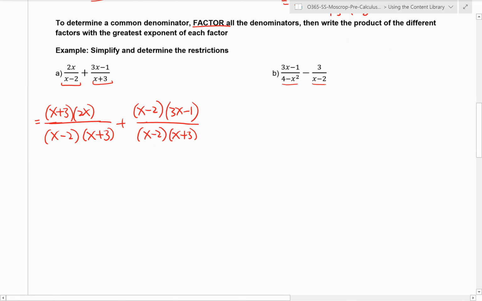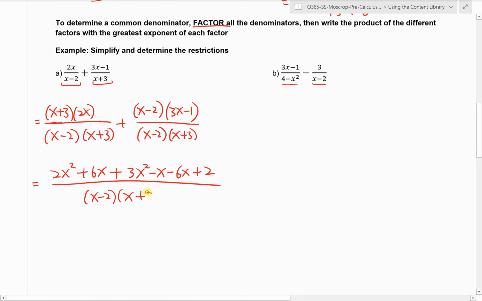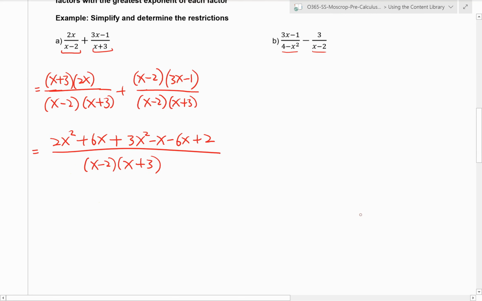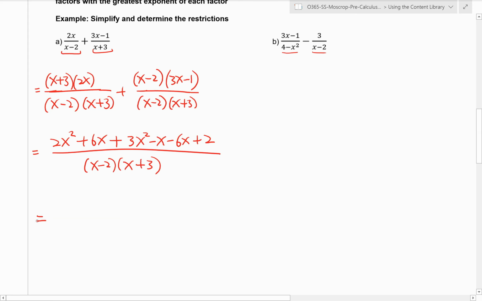Okay, and now we need to expand this. This is x times 2x, that's 2x squared. 3 times 2x is 6x, plus x times 3x is 3x squared. x times negative 1 is minus x. Negative 2 times 3x is negative 6x. Negative 2 times negative 1 is a plus 2. You need one single fraction now, over x minus 2 times x plus 3.